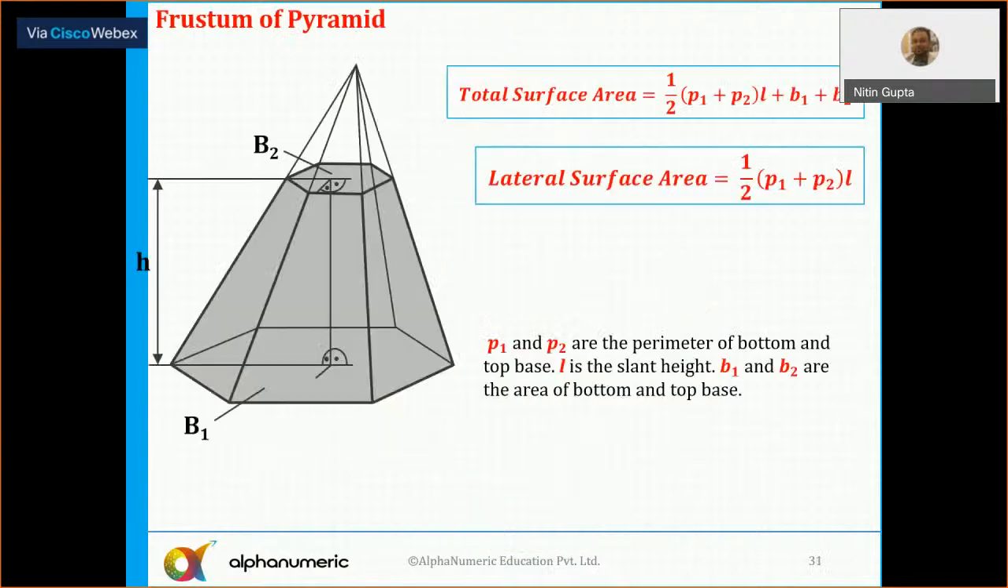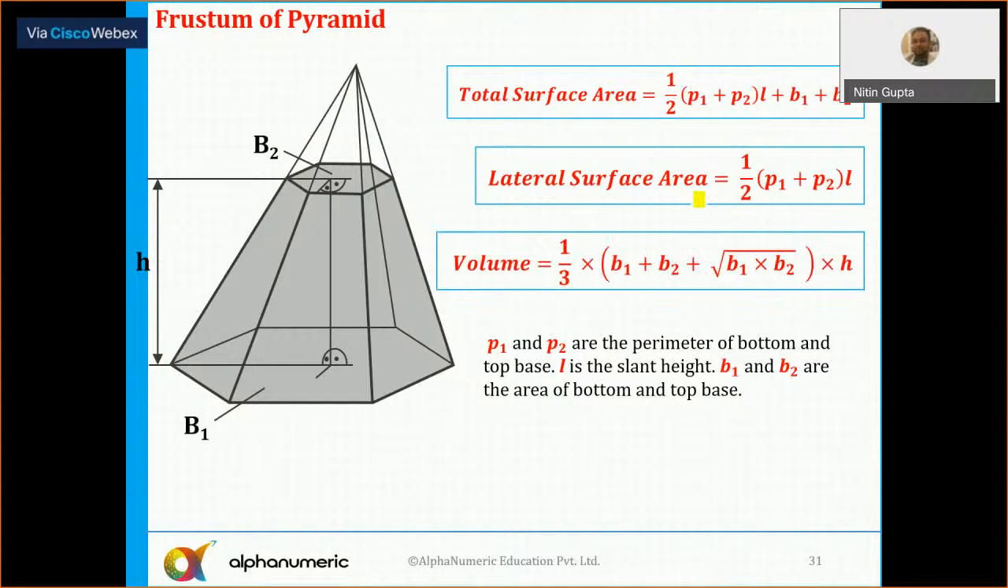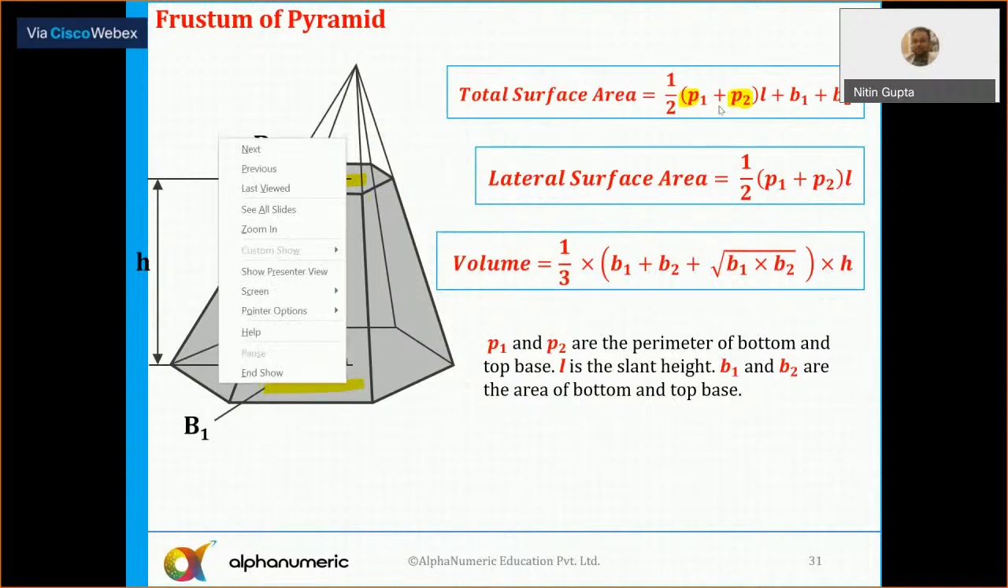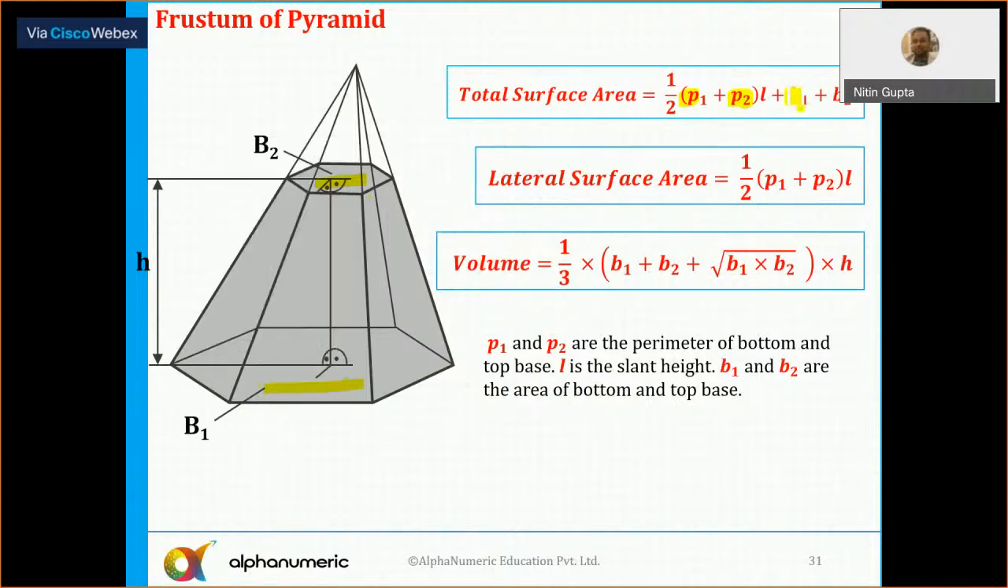Now, frustum of a pyramid. For a frustum of a pyramid, the total surface area is equal to half into (P1 plus P2) into slant height, plus B1 plus B2. B1 and B2 represent the area of the top base and the bottom base. As you can see, there are two bases. So total surface area is equal to half of the perimeter of the top base plus the perimeter of the bottom base, into the slant height, plus B1 plus B2. B1 is the area of one base and B2 is the area of the other base, as there are top and bottom bases.